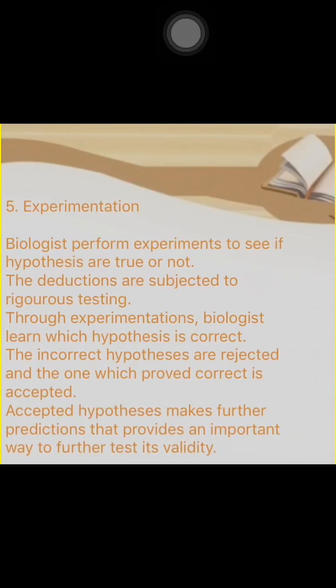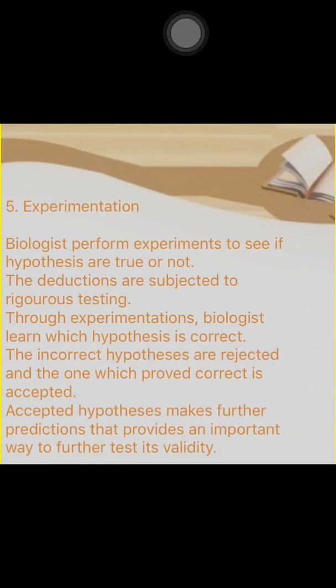The fifth step is experimentation. Biologists perform different experiments to see if the hypotheses are true or not. First, the biologist formulated a statement, then he formulated it in an if and then form to deduce some expected results. Then they perform different experiments to find out if the deductions are true or false. Then that means deductions are subjected to rigorous testing.